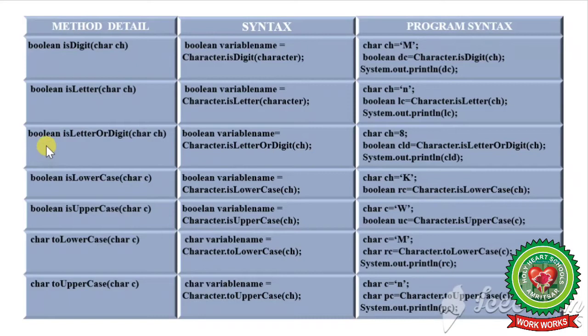Next is boolean isLetterOrDigit(char ch). Its syntax is boolean variable name equals Character.isLetterOrDigit(ch). Students, when we have lengthy method names, the first letter after the dot is always in lowercase, and then the rest of the words have their initials in uppercase. So its program syntax is char ch equals '8'.